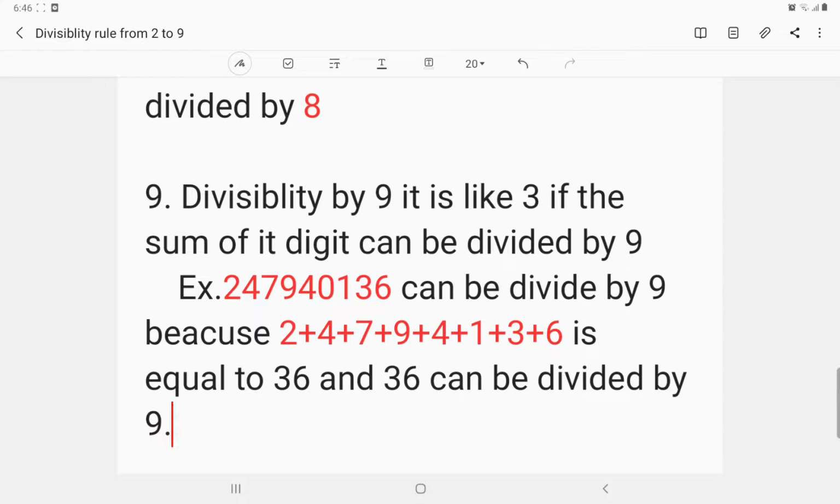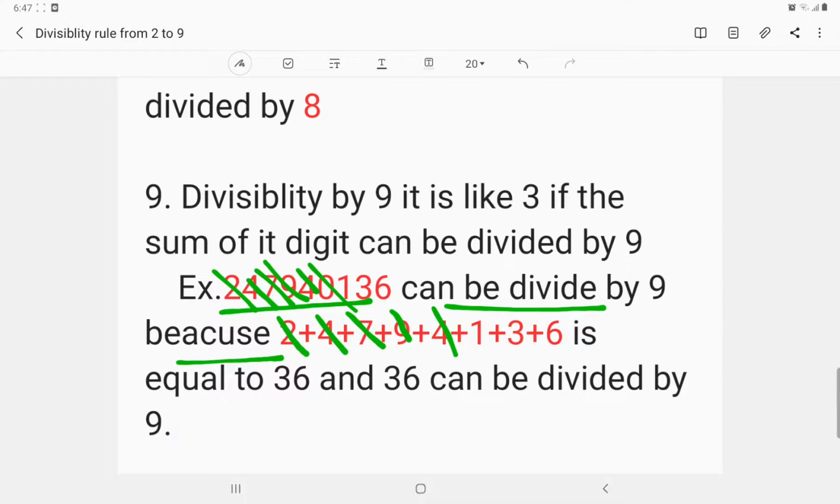Okay, so divisibility by 9 means you take the sum of all the digits and add them one by one. Like this number can be divided by 9 because 2 plus 4 plus 7 plus 9 plus 4. Just ignore 0, don't care about that. Plus 1 plus 3 and plus 6 is equal to 36, and 36 can be divided by 9.